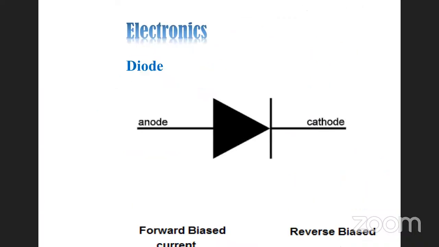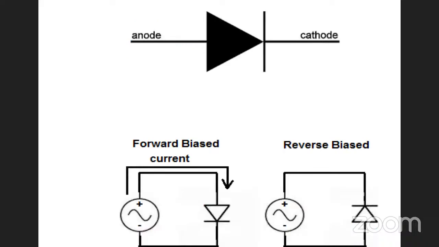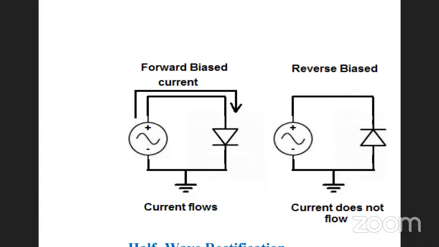Next thing we have to remember is the diode. And what does a diode do? A diode allows you to conduct current in one direction only, right? When it is forward biased, current will flow. Reverse bias means no current will flow. How do you know which is forward bias?